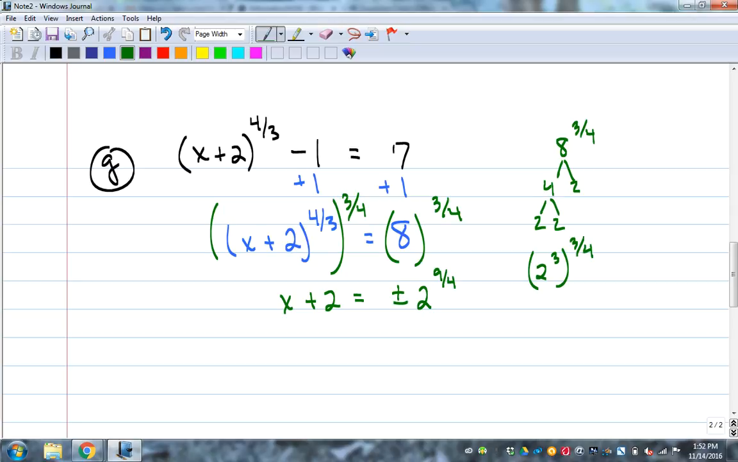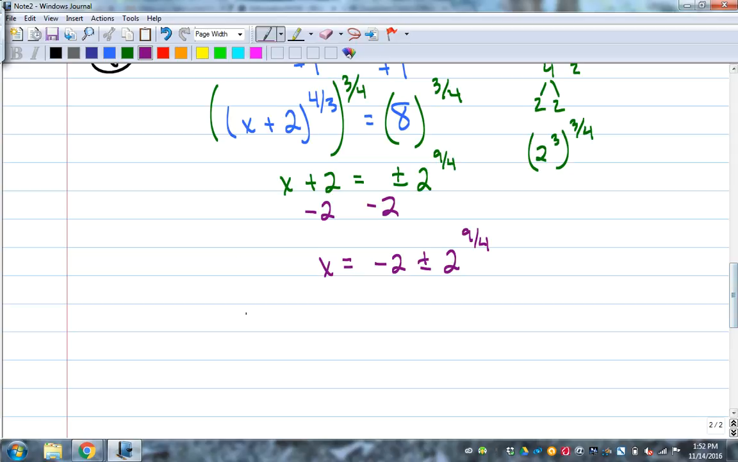But is x by itself yet? No, so I got to simplify and get x by itself. So I'm going to subtract 2. So I have negative 2. No. It's going to be negative 2 plus or minus 2 to the 9/4. 2 answers. Negative 2 plus 2 to the 9/4. And we're going to get a decimal approximation for that.